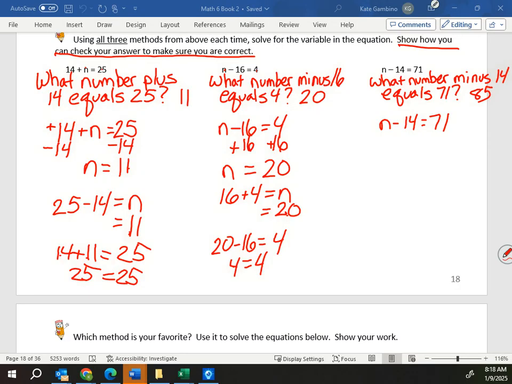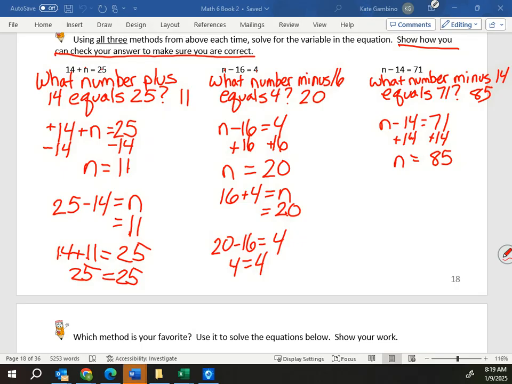What is my opposite operation I need to do? Well, let me see if I can hear a voice I haven't heard yet today. Hudson. The opposite of subtracting is adding. Subtracting 14, I need to add 14 to both sides. Negative 14 plus 14 gets me my 0. 71 plus 14 gets me that 85.